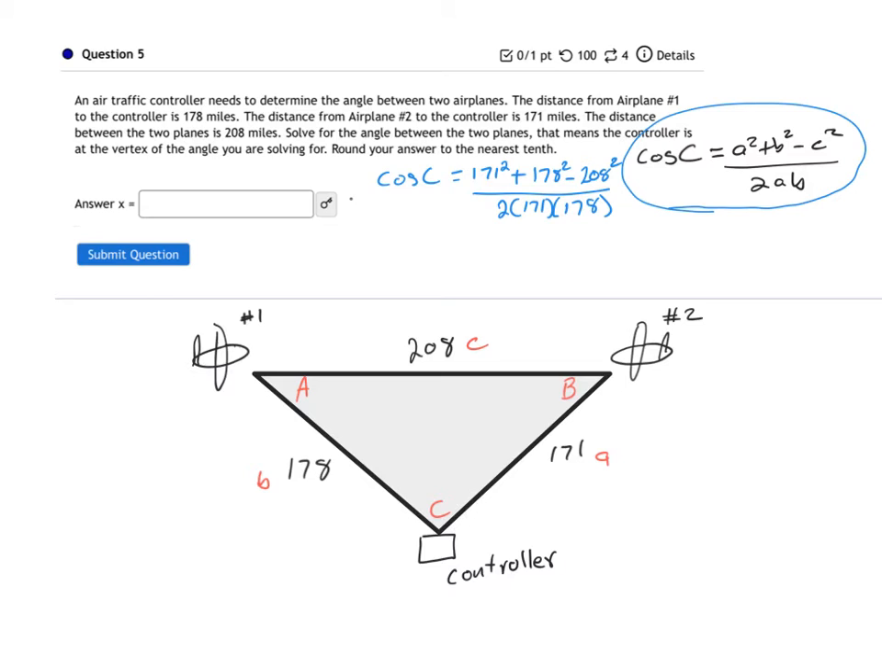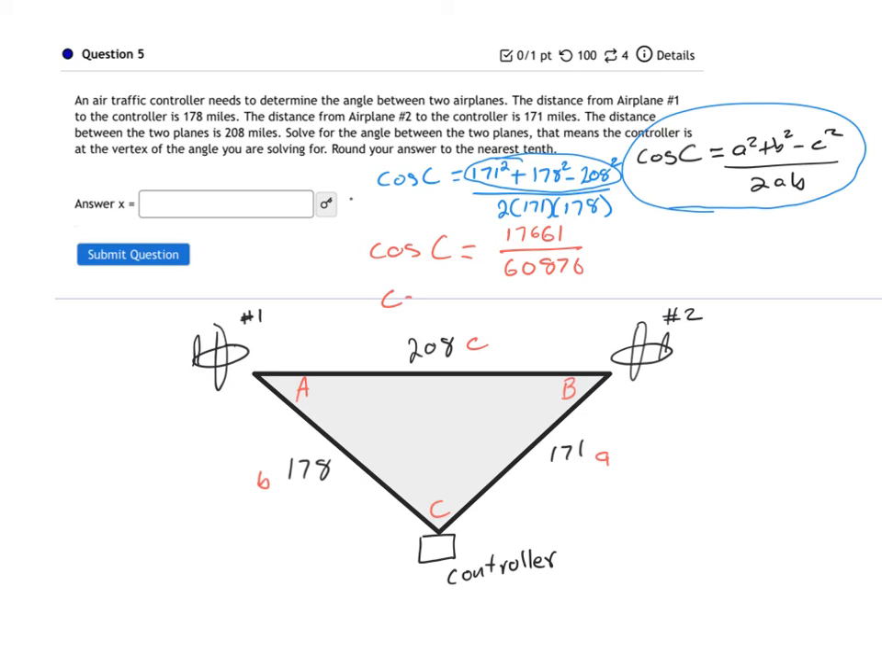Next, you're going to do the top half of the fraction first. So you're going to want to put this into your calculator. When you do that, you're going to end up with 17661 divided by, then on the bottom you would end up with, let me do that again, 60876. So the cosine of C equals that.